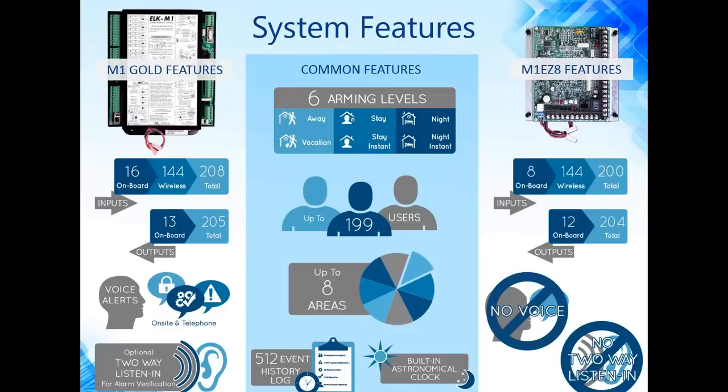Features that are common to both systems are the 6 arming levels, so you have away, vacation, stay, instant, night, and night instant. And it is programmable in such a way that you would be able to configure which of those arming levels your customer has access to, so you can make it simpler for them if they're not going to be using the night instant mode. You can take that out so that they don't have to see that or be confused by it.